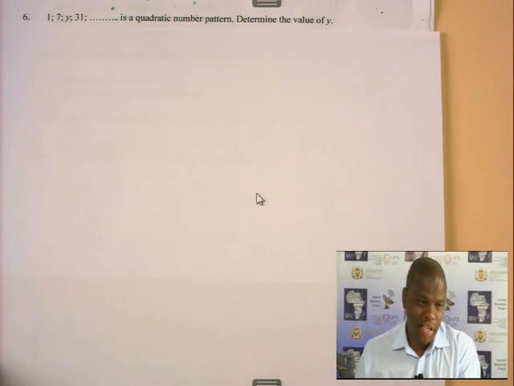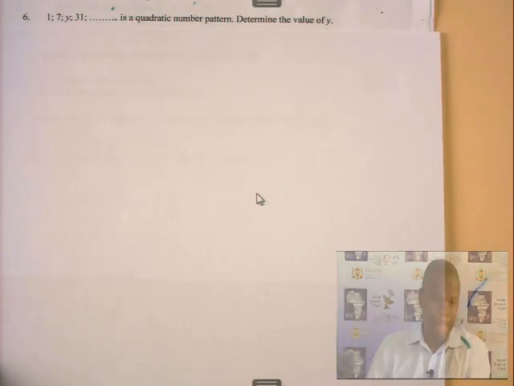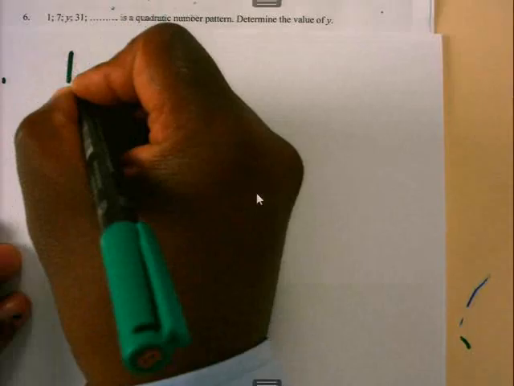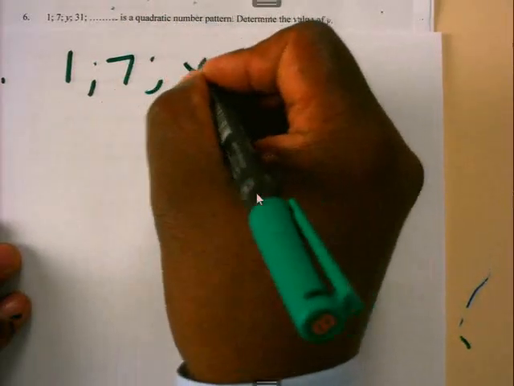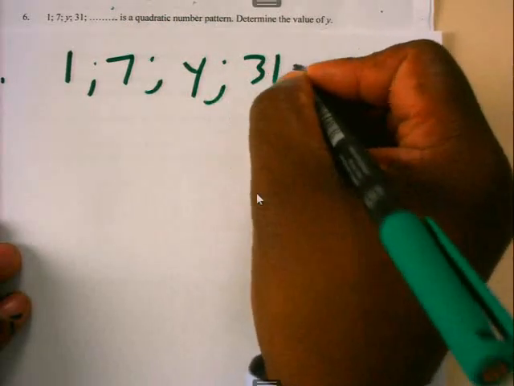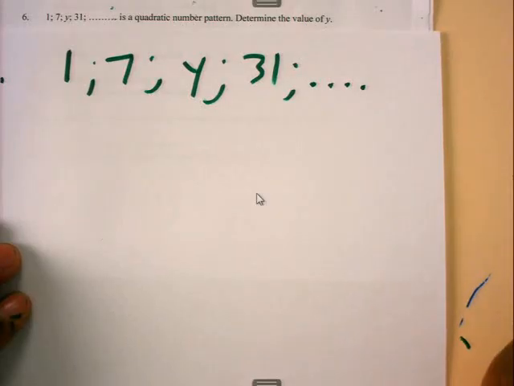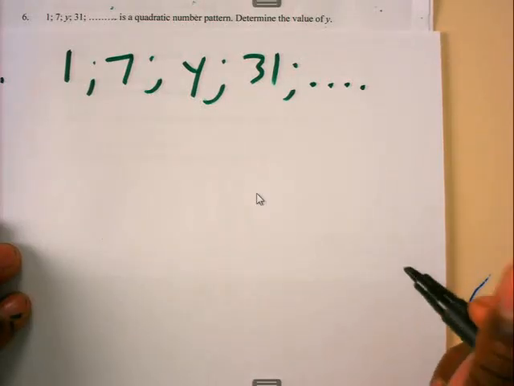Welcome. Let's check your work. Check your work against mine. Remember the question, 1, 7, y, 31 is a quadratic number pattern. Determine the value of y. So remember the key. Write the pattern down. 1, 7, y, 31. It's a quadratic number pattern. If it's a quadratic number pattern, the second difference is common.